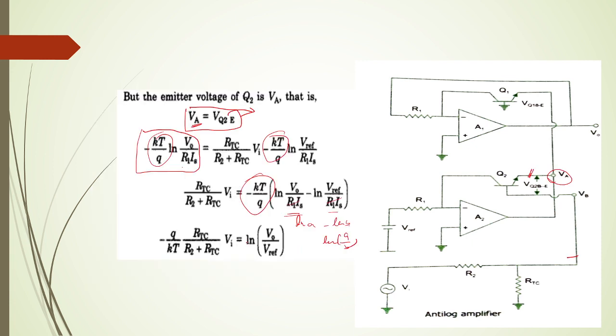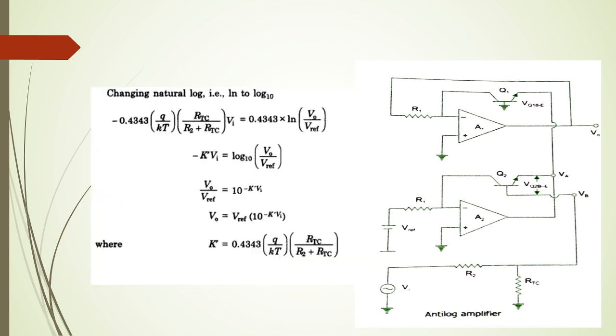So at last, ln is equal to V0 divided by V reference. Now we are taking the natural logarithm. The relationship is: log value is equal to 0.434 into ln. So this equation is in terms of ln; we have to convert it into log. So we multiply the right hand side and the left hand side by 0.43. By that we get 0.43 into ln, which can be replaced by log.